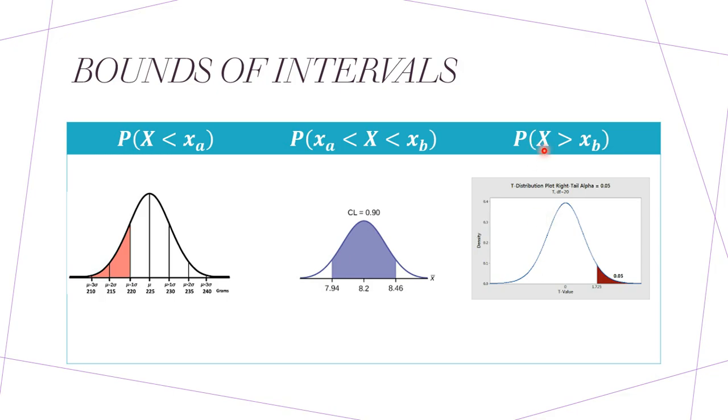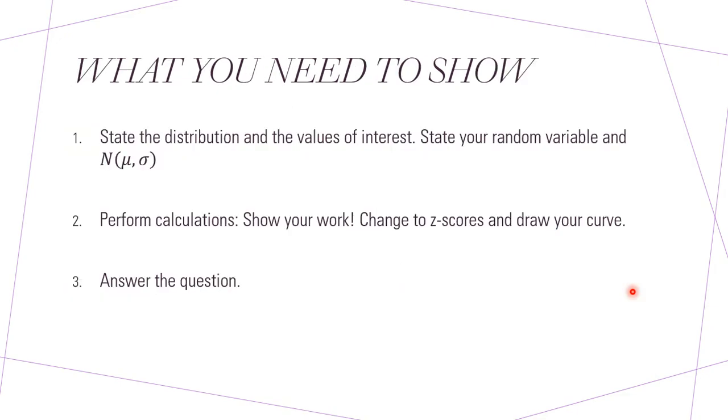And the last one here is that the probability of the variable is greater than some number, and that's where you have your right-hand tail looking at the upper half. So those are your three situations. When you're doing these, you do want to sketch the graph itself so that you can see exactly where your bounding is and make sure it matches up. All right, so what you need to show with these, the basic ones right now.